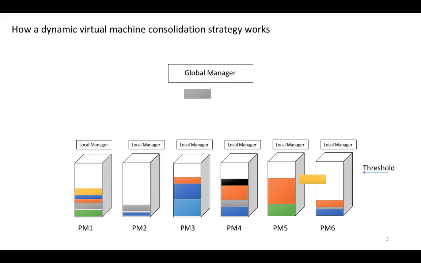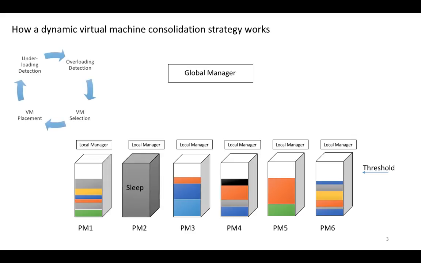The global manager in this architecture is responsible for placing migrated virtual machines, but also is responsible for detecting an underloaded physical host node, which is the one with the minimum utilization amongst other nodes. In this situation, all the virtual machines have to be migrated and the physical host node goes to sleep.